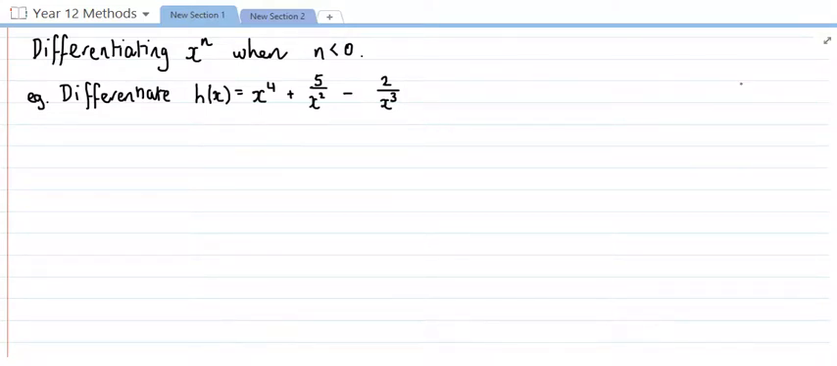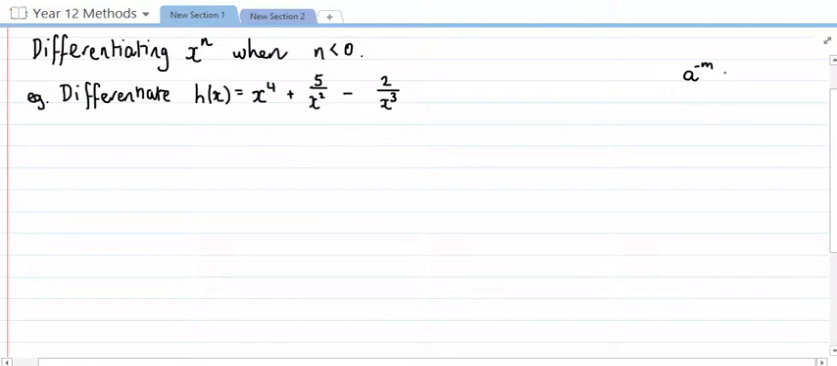We do need to have some knowledge of our index laws, so we need to know that if we have a to the power of negative m, then that is the same as 1 over a to the power of m. If we know that index law, then we're all set to go. So I'm going to be applying that in doing a question like this. Differentiate h of x equals x to the 4 plus 5 over x squared minus 2 over x cubed.